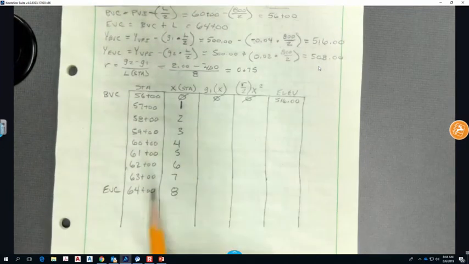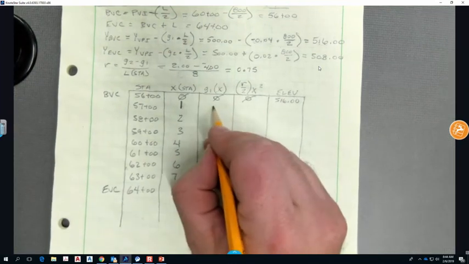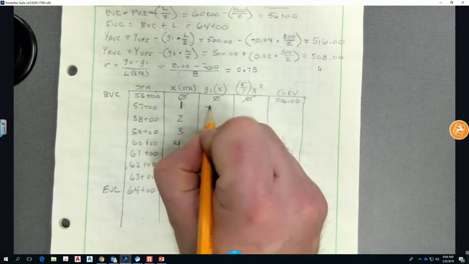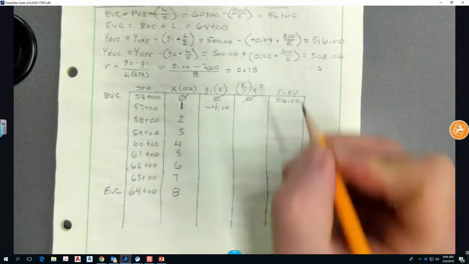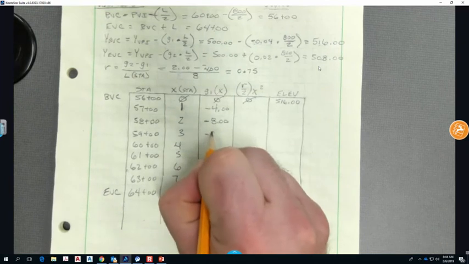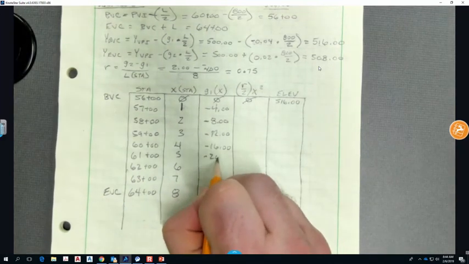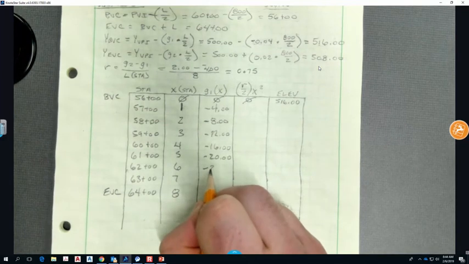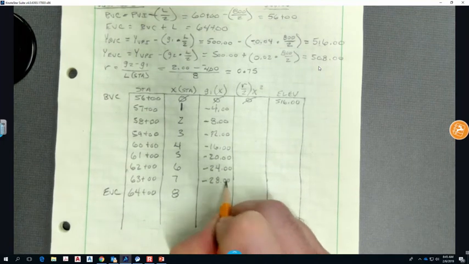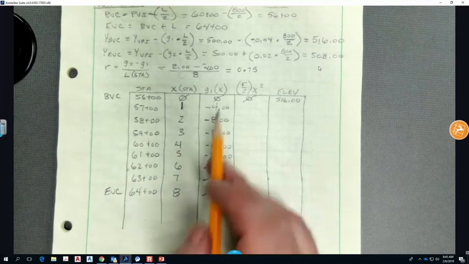Okay? Now we're in stations. Okay, let's figure out G1X for here. G1 is a negative 4%. So 1 times 4, negative 4.00. 2 times 4, negative 8.00. Negative 12.00. Negative 16.00. Negative 20.00. Negative 24.00. Negative 28.00, and negative 32.00. Okay? So we got those figured out. G1X.